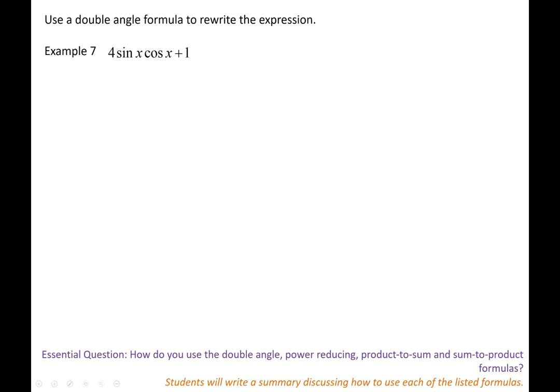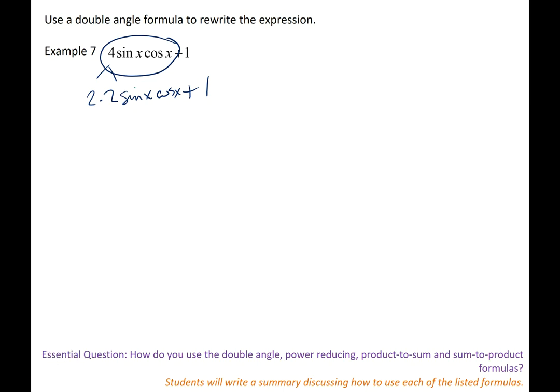Okay, so remember when we did the sine, cosine, cosine, sine, and we were able to write the formula both directions? That's what this is about. They want you to use a double angle formula to rewrite the expression. So I need to get this piece here to look like one of the formulas on the list. It looks really close, but not quite. So I'm going to rewrite the 4 as 2 times 2 sine x cosine x plus 1.